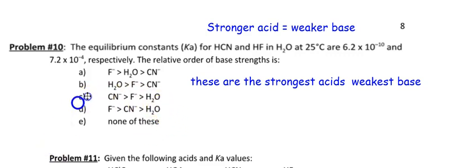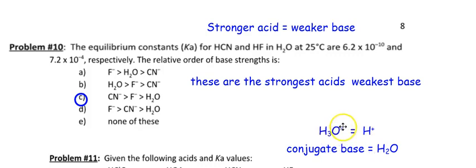Well, what about water? If I have H3O+, the conjugate base is water. So what does that tell you about this? This is a super duper strong acid, so it's going to have the super duper weakest base. That's why water is at the end. Okay, so let's try problem number 11.